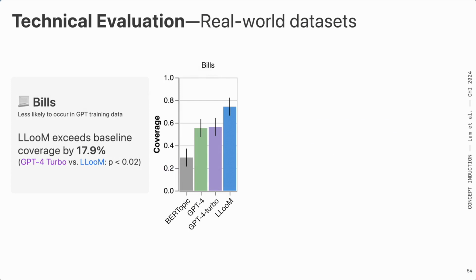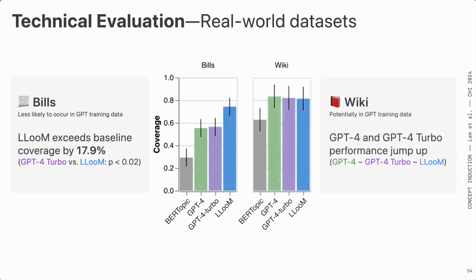On the Bills dataset, LLooM significantly outperforms baseline methods, including GPT-4 Turbo. Notably, this dataset is less likely to have occurred in the GPT training data, while the Wiki dataset is potentially in the training data. And when we look there, we see that indeed performance on both GPT baselines jumps up, suggesting that performance can be inflated on datasets familiar to the model.